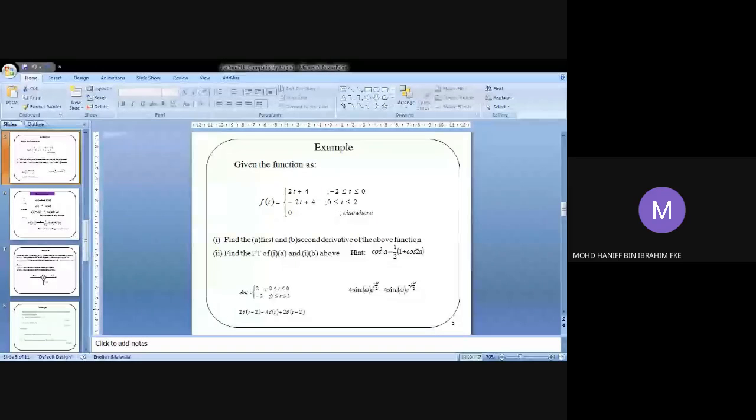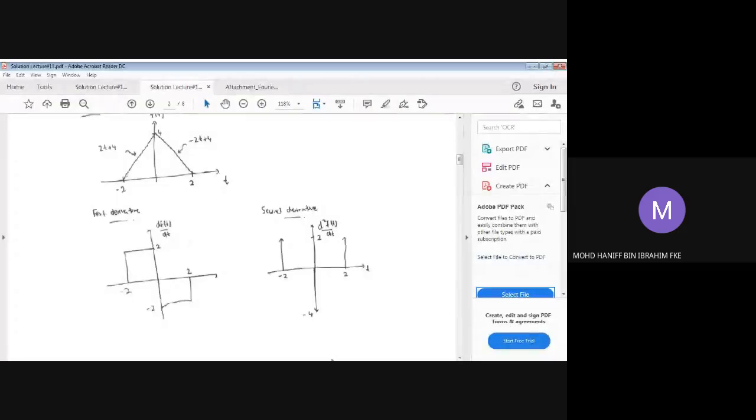Okay, so this is the case just now. These are the questions. Let us have a look at the solution for this. Let me share the slides with you. Okay, this is the one. Can you see the slides clearly now?